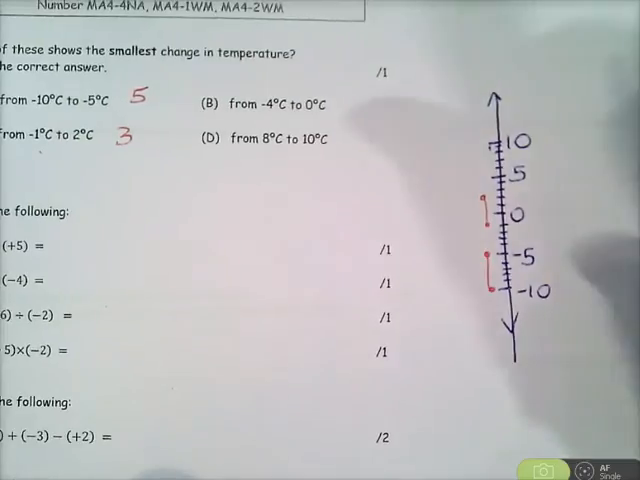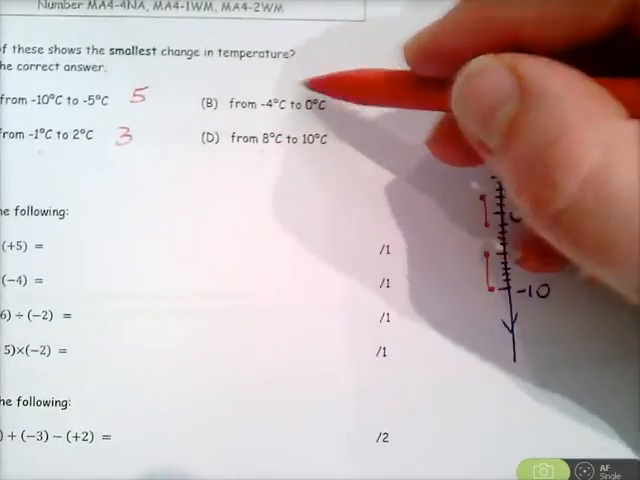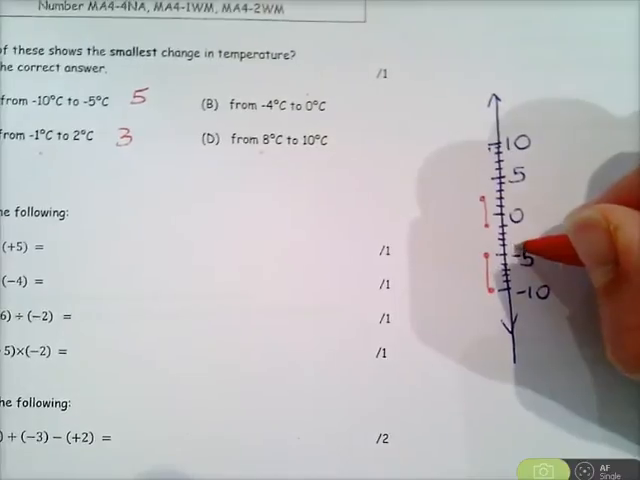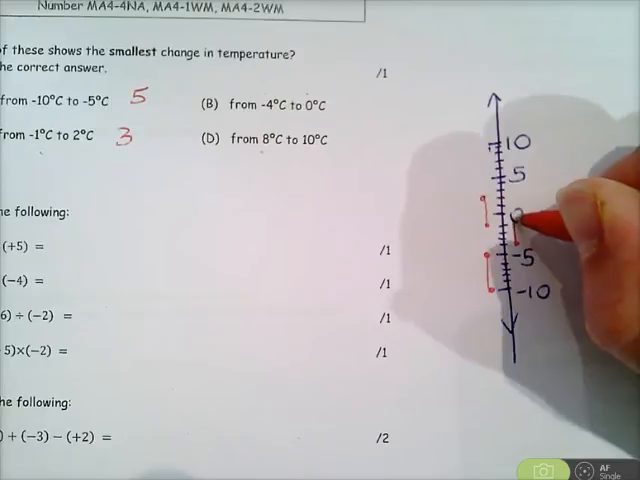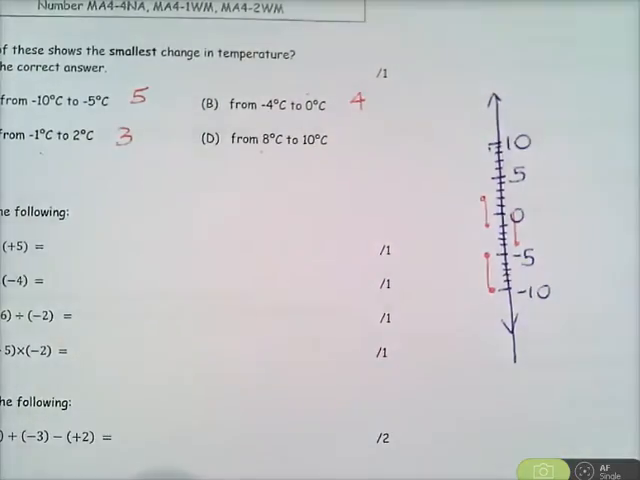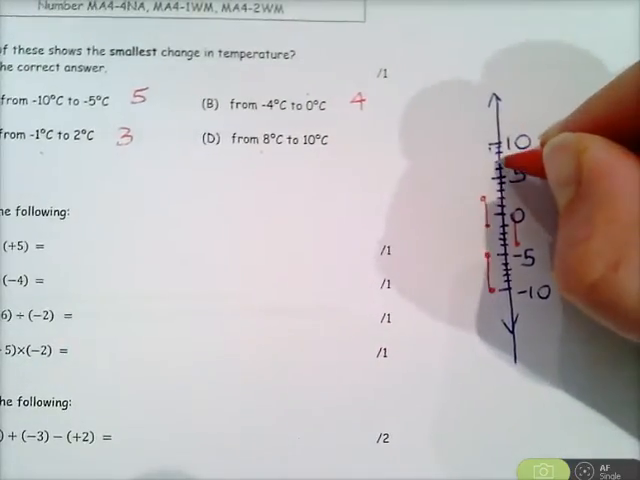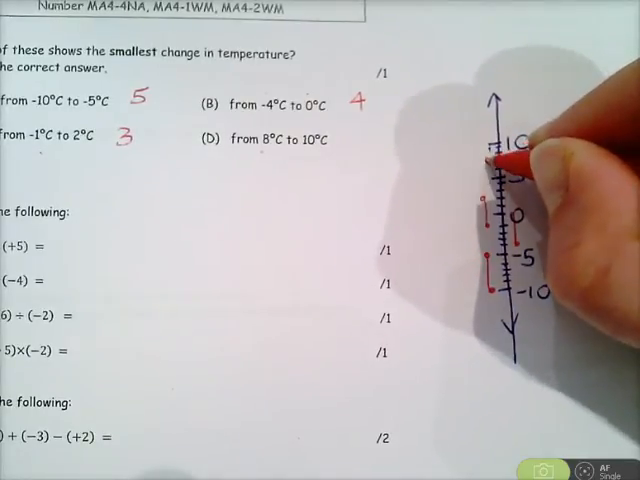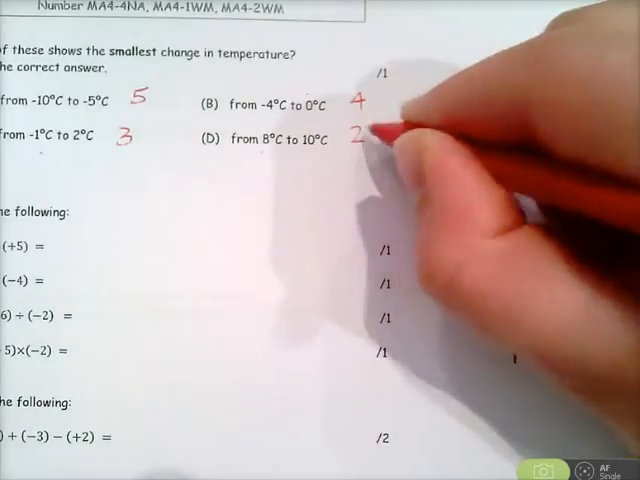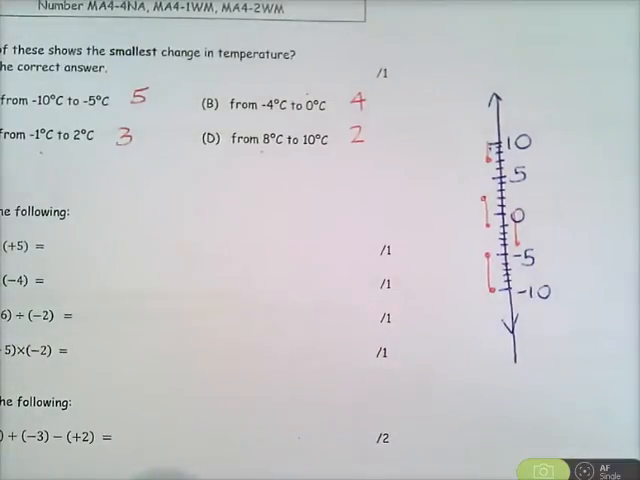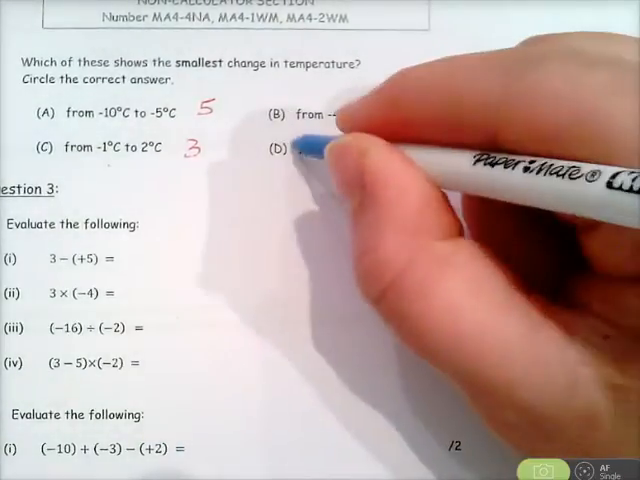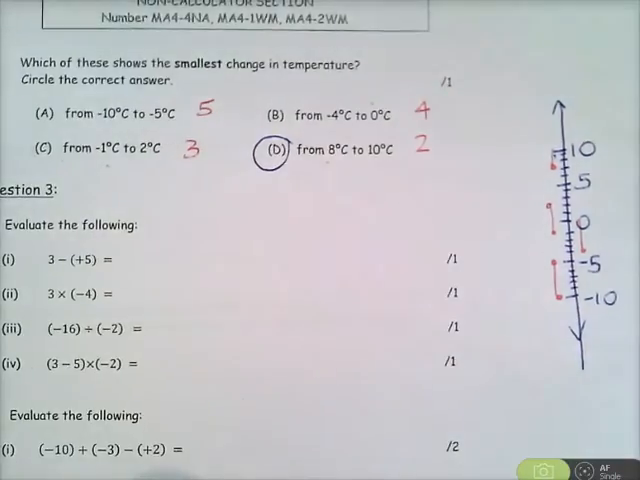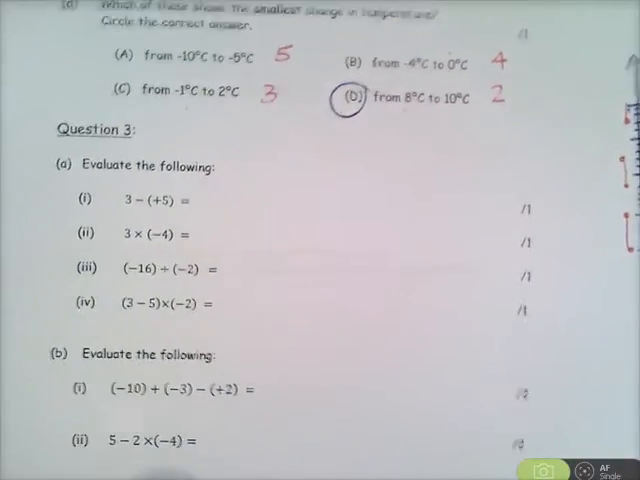Okay, now from -4 to 0. -4 would be here just before -5, up to 0, 1, 2, 3, 4. That's a 4 degree change. And the last one is from 8 degrees to 10. So I'm jumping up 1, 2. That's a 2 degree change. So the option that gives you the smallest change in temperature is D. Okay? Now for question 3.